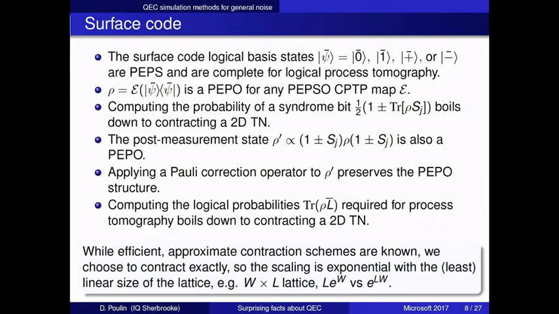There exist efficient approximate contraction schemes, okay? But in this work, we have not used them. Instead, we did everything by brute force. So it is not efficient. It's exponential, but it's exponential in the width of the surface code, not in the area.